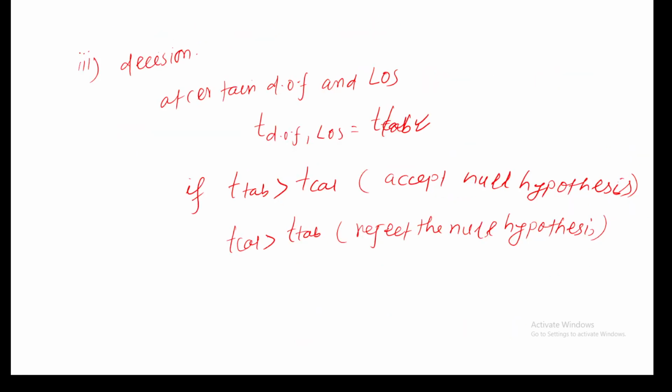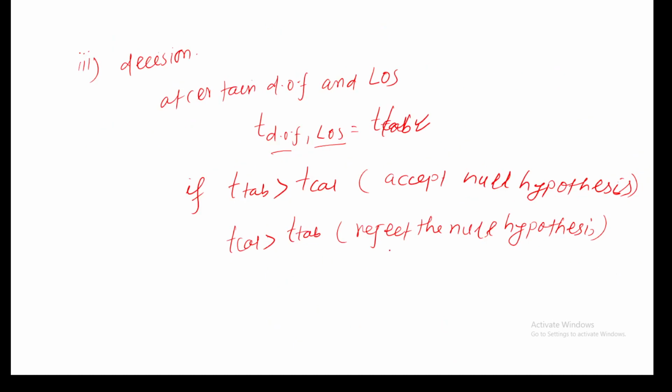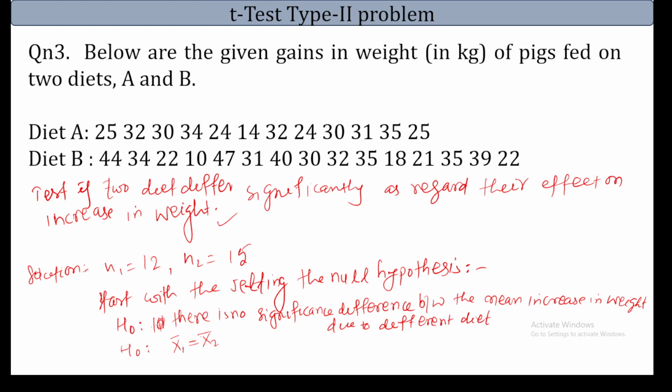Then the decision will be the same: for the given degree of freedom and level of significance, you will find the t tabulated. From here we get t calculated and t tabulated. Then you have to decide whether our hypothesis is correct or wrong. Either we accept the null hypothesis, or we reject the null hypothesis.